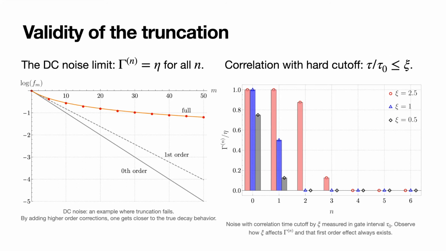The DC noise model corresponds to the noise with infinite correlation time. This is impractical in reality, so we examine the noise model with finite correlation time, specified by the cutoff psi, meaning the noise signals are uncorrelated as long as the time separation is larger than psi times the gate interval tau 0. We plot three different correlation lengths here. It can be proved that gamma n becomes 0 for n larger than psi. But the first order effect, gamma 1, is always non-zero. Therefore, for finitely correlated noise, we can neglect contributions from the second order and above, as long as the correlation time is shorter than the gate interval.